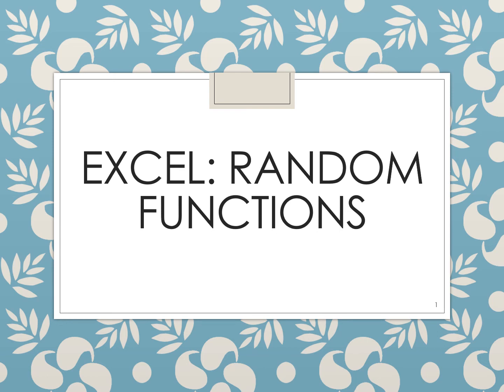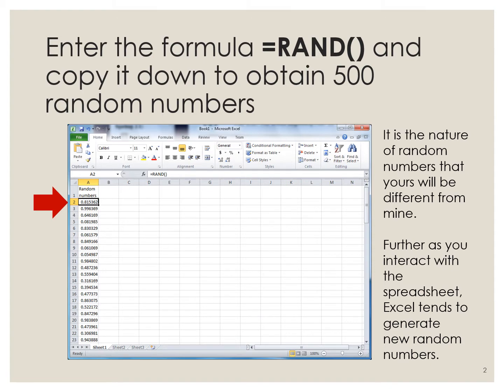This presentation will be about random functions in Excel. To get a random number from Excel, you can enter into a cell the formula =RAND(), R-A-N-D, open close parenthesis, and then it will give you a number between 0 and 1. In this case I've copied it down and gotten myself 500 different random numbers.